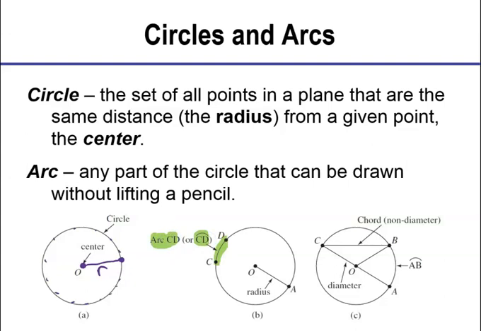Okay, now there's more. We've got a chord. Notice this is a chord. Okay, it's not the diameter. So a chord is a straight line from one point to another point on the circle that doesn't go through the center. Whereas the diameter, if I highlight that one, it's like a chord, but it goes through the center, so it has a different name. Also, they point out over here, this is arc AB.